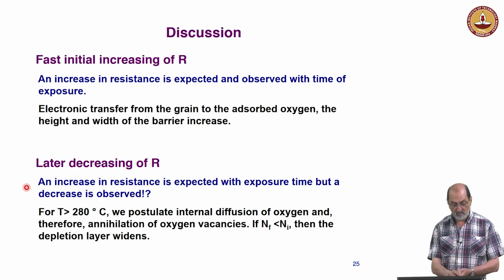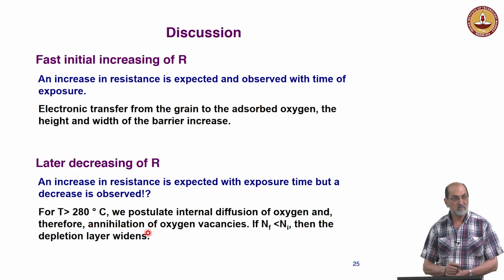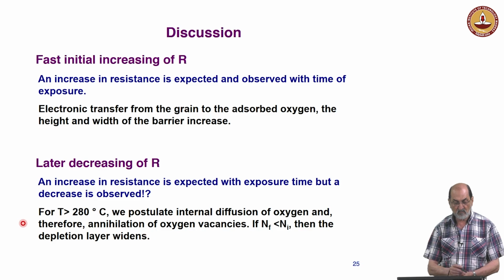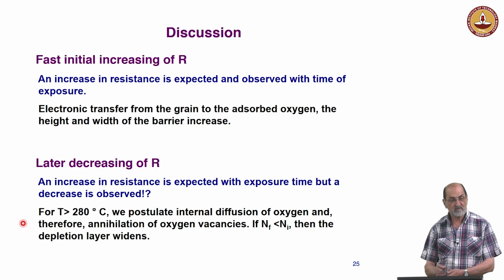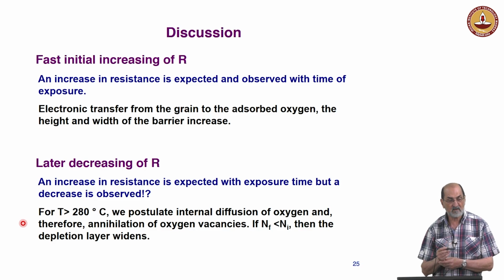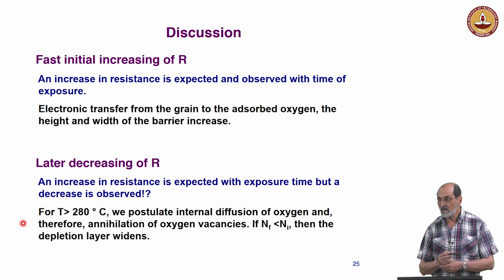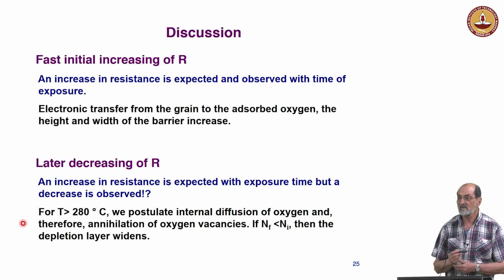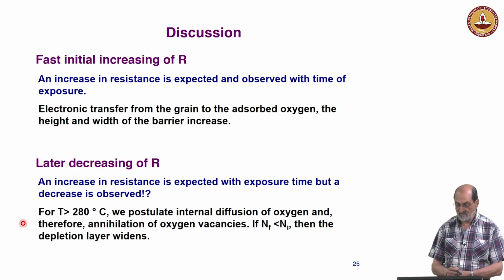But for temperatures above 280 C, we observe a decrease, not an increase. So what do we propose? We propose that a reason for that could be an internal diffusion of oxygen. The oxygen was somehow diffusing. The higher the temperature, the easier it was for the oxygen to diffuse. And if the oxygen is diffusing, it will annihilate oxygen vacancies.